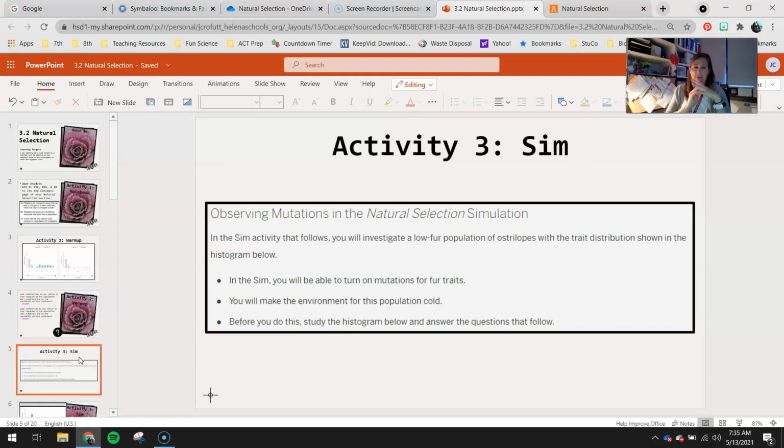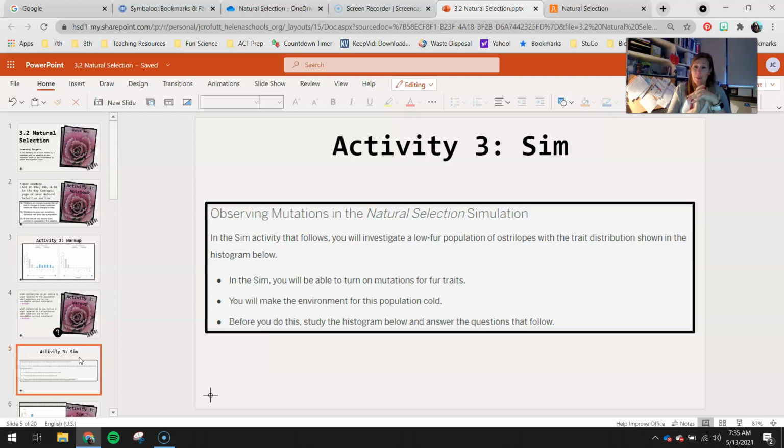Activity 3, simulation. Observing mutations in the natural selection simulation. So in the sim activity that follows, you will investigate a low fur population, so they have really thin fur, of australopes with the trait distribution shown in the histogram below. I'll show you guys that here in a second. In this sim, you'll be able to turn on mutation for fur traits. You will make the environment for this population cold. Again, we did this a couple lessons ago.